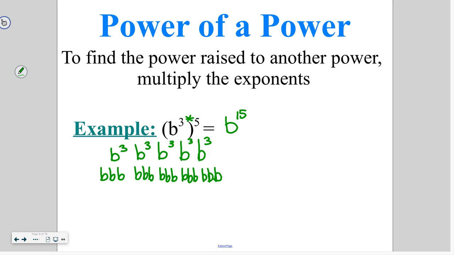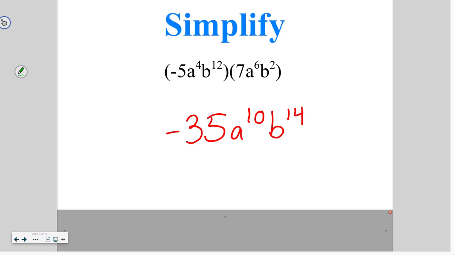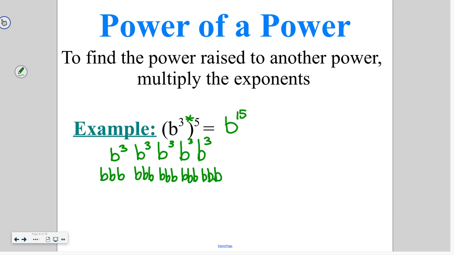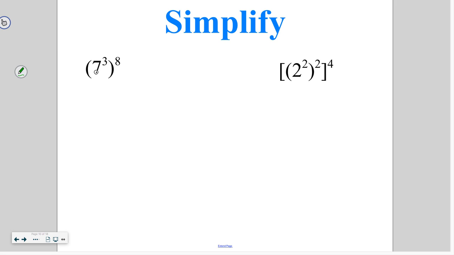So a couple of things to help keep this straight for you. If we look back at this example, a was listed twice, and that is when we added the exponent. Right here, our b is just listed once, but we have 2 separate exponents going with the b. That is when you're going to want to multiply. So we've got 7 to the 3rd power raised to the 8th power, which means that we've got 8 times 3, giving us 7 to the 24th power.